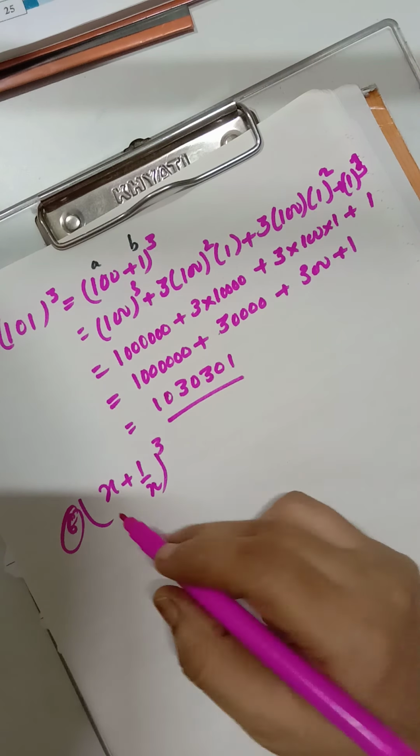Children, you are requested to repeat the video and see again, because these one or two sums are a little tricky, so you can repeat the video and see the steps, okay.